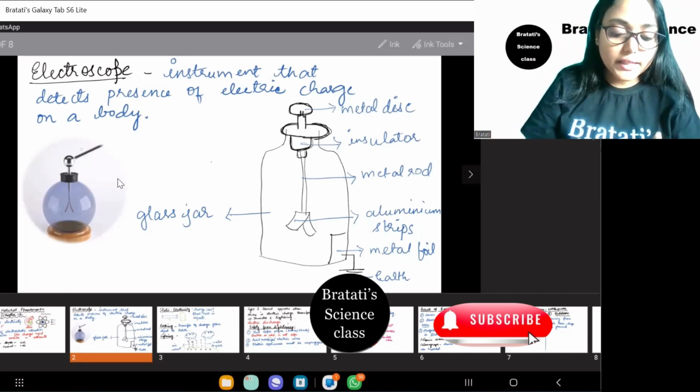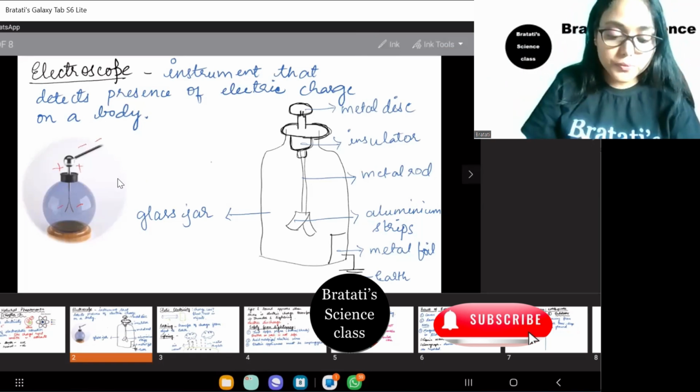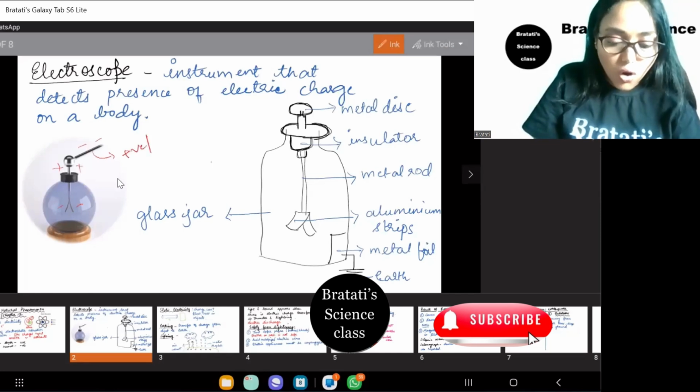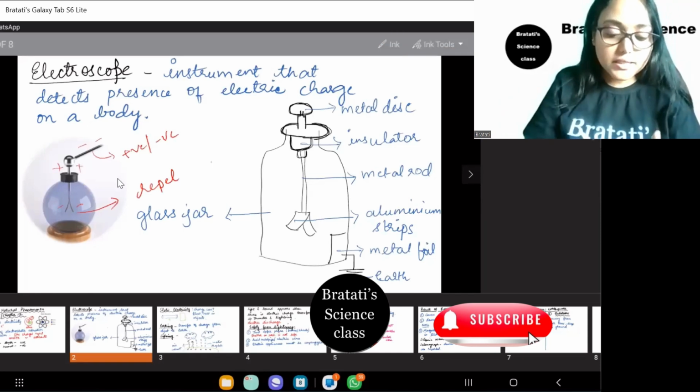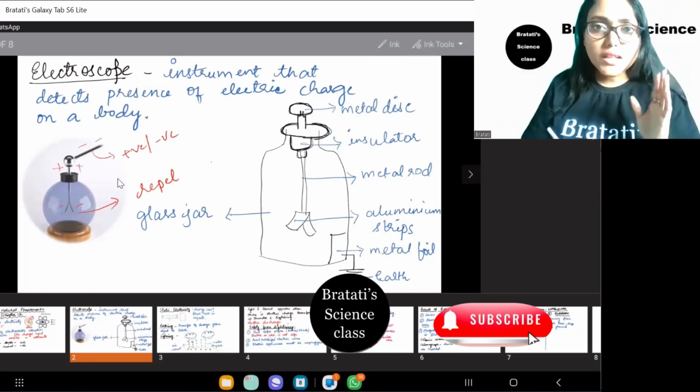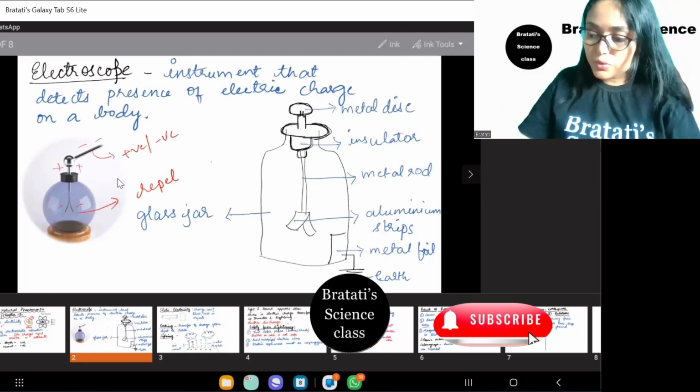Now suppose it is a negative charge. Similarly, this part will be positive and these two aluminium foils will be negatively charged. Again the like charges will repel. So whether this object is positive or negative, in both cases these two foils will repel. That means this object contains an electric charge. Clear? All right. So now we are moving to the next one.